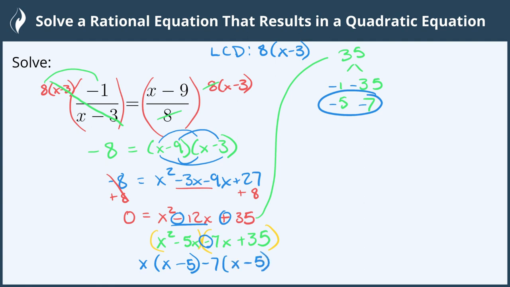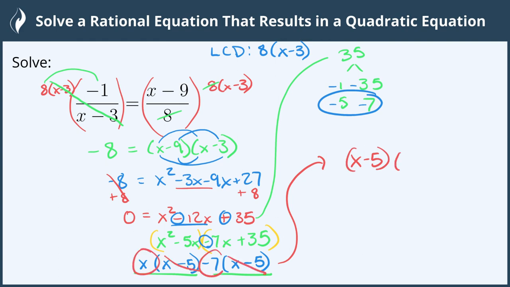And now between these two terms, we have a common binomial, which is x minus 5, and we're left with x minus 7. Now this still equals 0, so don't forget this. And using the zero product property, this means that we break this into two equations, x minus 5 equals 0, and x minus 7 equals 0.